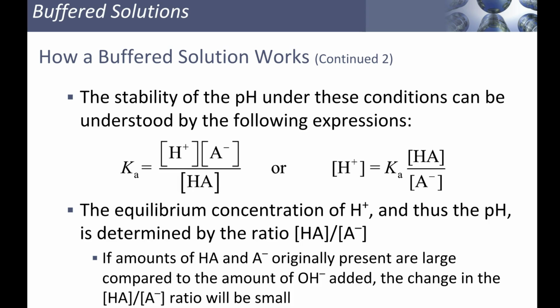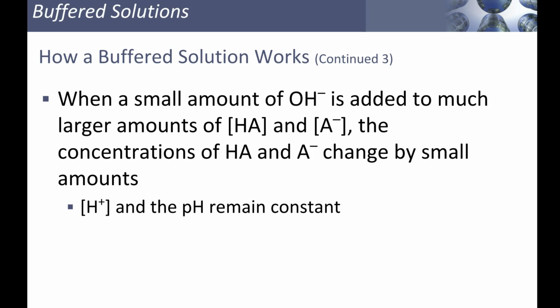So, you know how to calculate Ka, and if you were to solve for your hydrogen ion concentration, you're going to see that it's a ratio of HA and A minus. So HA can be any acid, and A minus is the conjugate base of that. So if the amounts of HA and A minus originally are large compared to hydroxide, then the change is going to be really small. So when you add a small amount of hydroxide to large amounts of HA and A minus, the concentration changes are going to be small, and so the pH will remain constant.